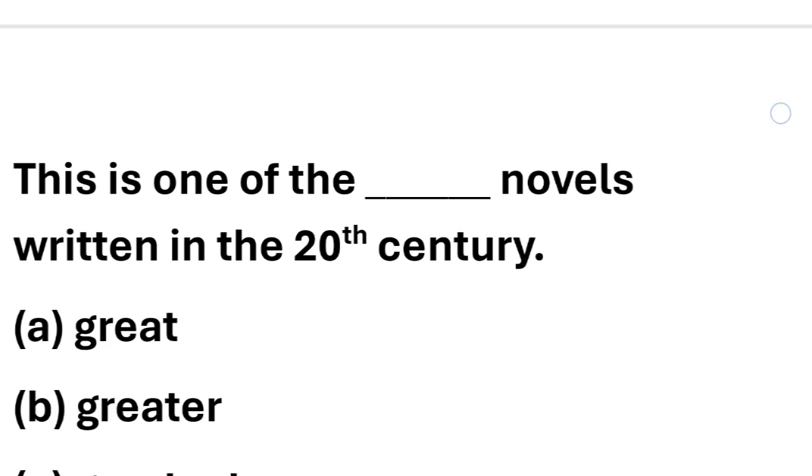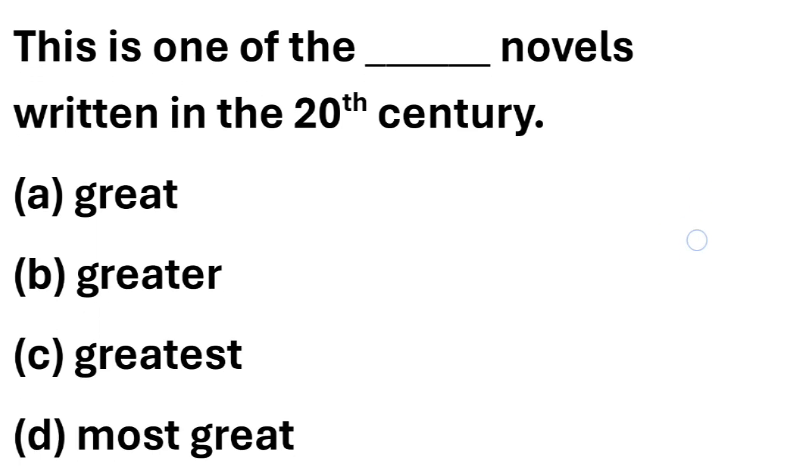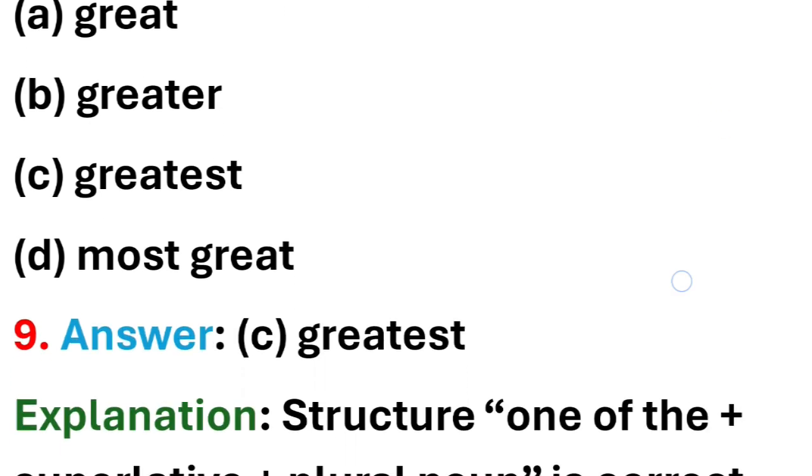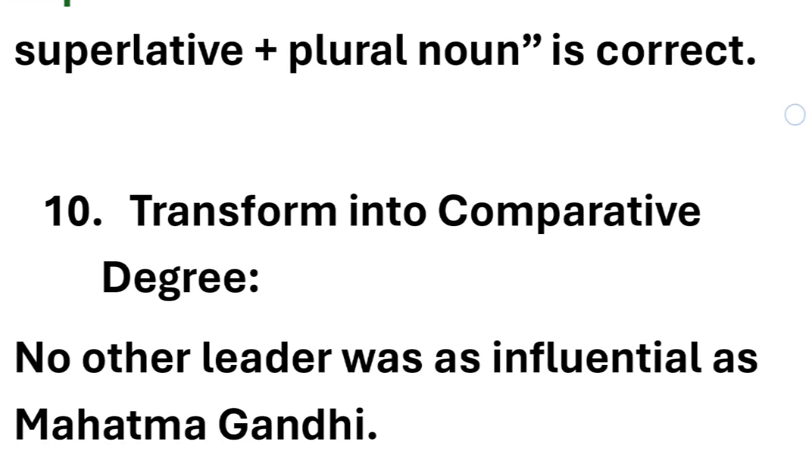Next is: this is one of the dash novels written in the 20th century. So one of the greatest. Answer should be C, greatest novel. Here the structure "one of the" and superlative degree, which is greatest, plus plural noun novels is correct. So "one of the greatest novels" should be used here.